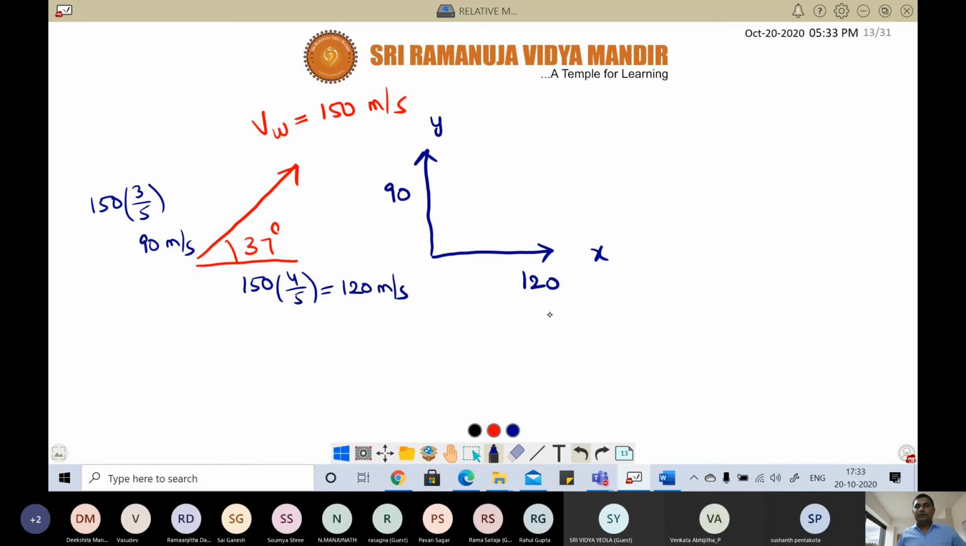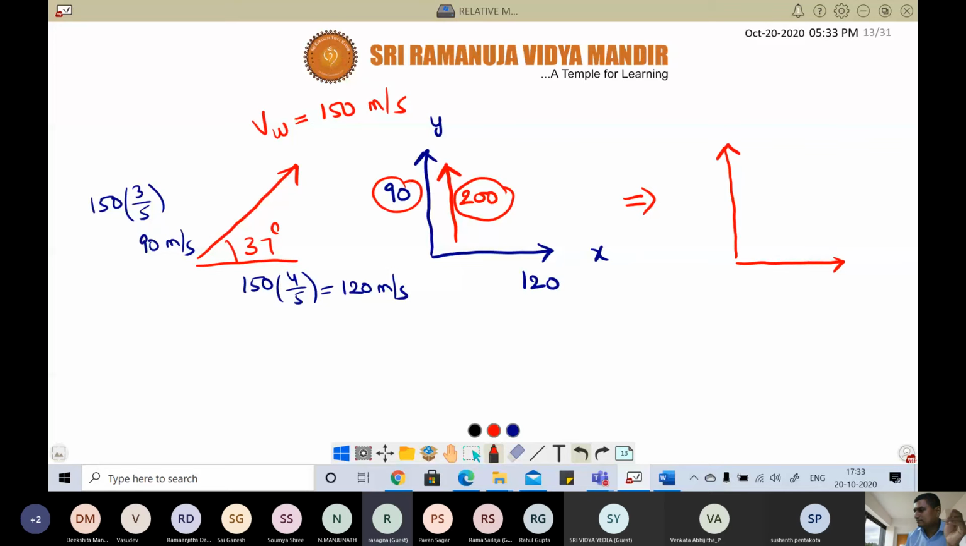Now our aeroplane is moving which side? Vertically, correct or not? So the aeroplane's velocity is how much? 200 meters per second. Now tell me, which component of wind velocity will help the aeroplane? X component or Y component? Y component, sir. Y component. So in effect, the Y component of net will be how much? 200 plus 90, 290. This one will remain as 120.